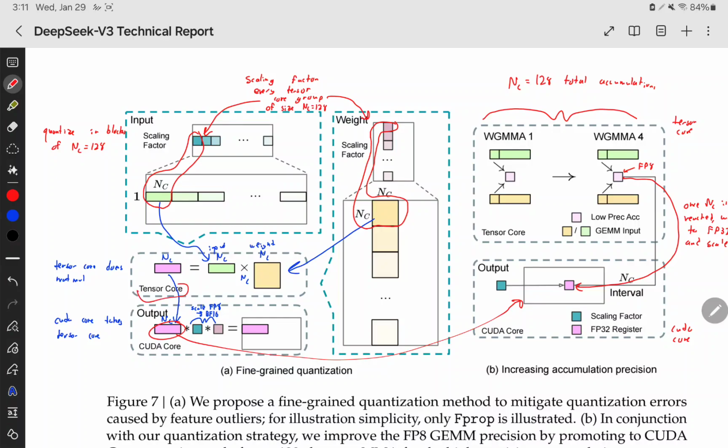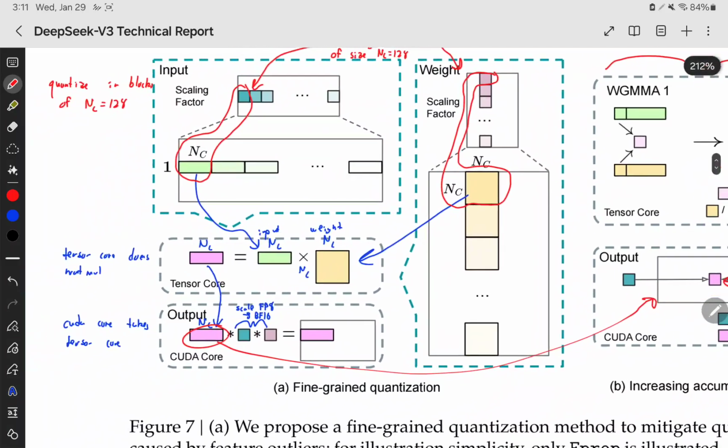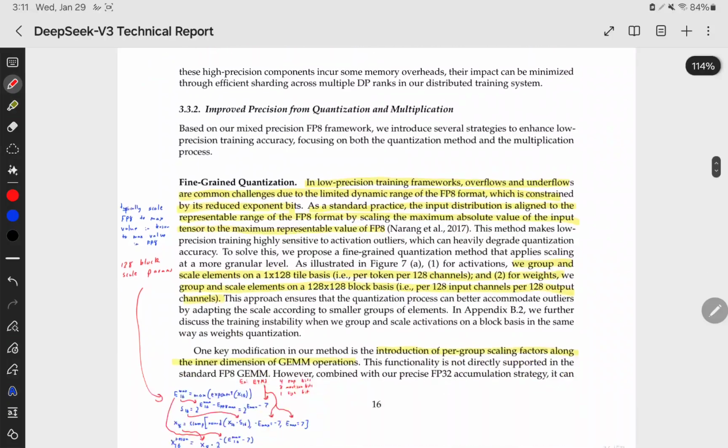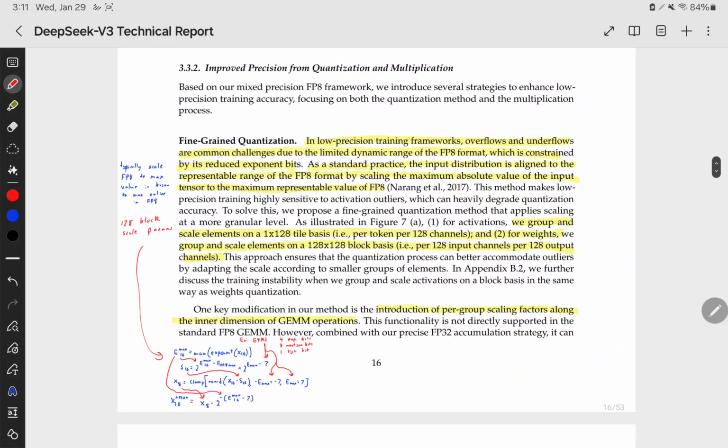So they use tensor cores and CUDA cores. It looks like they use the tensor core for the multiplication, and they use the CUDA core for collecting these multiplications here. And that's what I read as well, but I could be wrong.